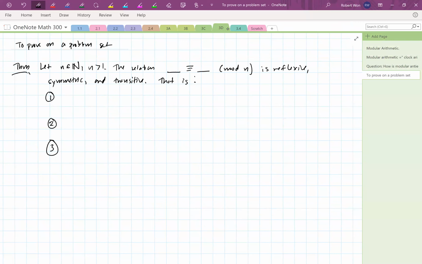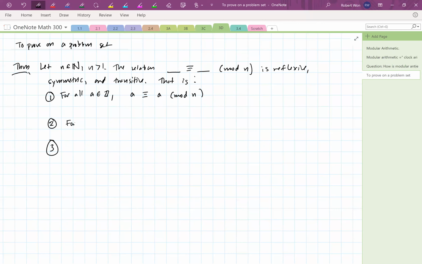What this theorem that you're going to prove says is that congruence modulo n also has these same properties. So for all integers a, a is congruent to a modulo n. This is what reflexivity should mean. Actually, you should try to fill these in before I fill them in, so maybe pause the video and fill in the rest of these.